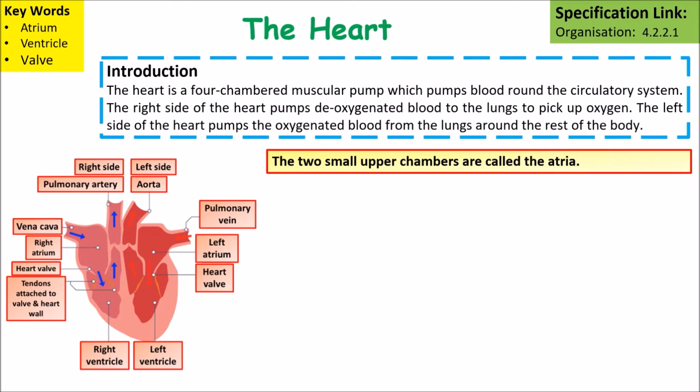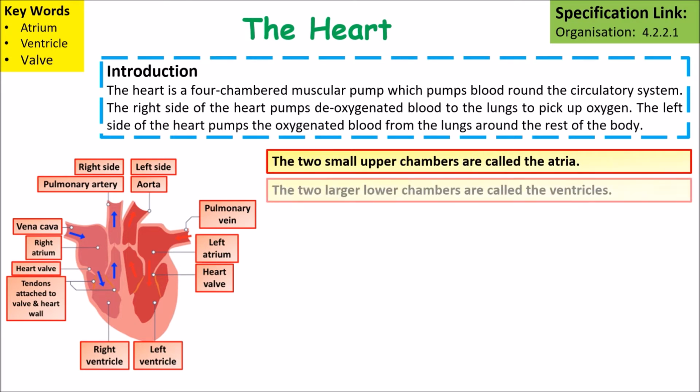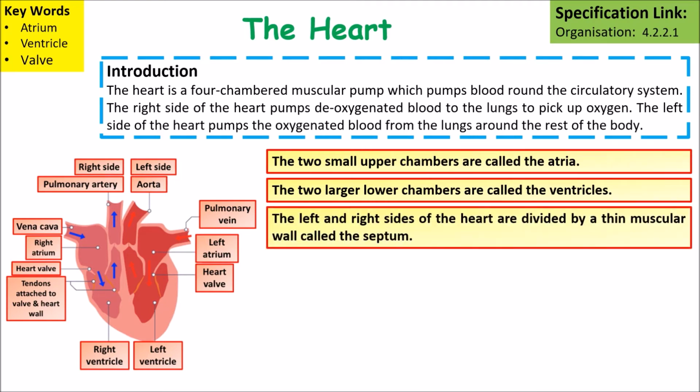So the heart is made up of 2 small upper chambers called atria, and 2 larger lower chambers called ventricles. The left and right hand sides of the heart are divided by a thin muscular wall called the septum.